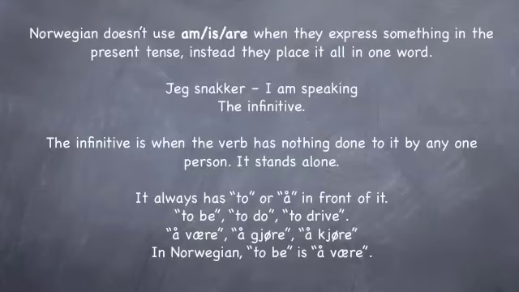To be. The verb is be. However, in the infinitive, it's to be, to do, and to drive. It is not being driven by any one person, or animal, or thing. It is just merely standing by itself on this screen as you can see it here. In Norwegian, to be, to do, and to drive is å være, å gjøre, and å kjøre. Remember that in Norwegian, to be is å være. This is very important. Å være.